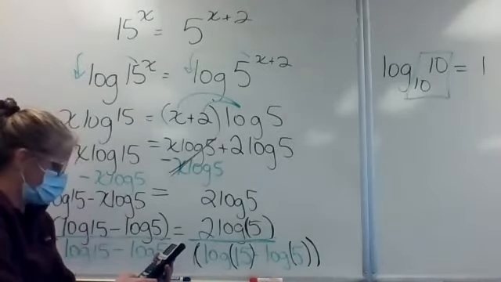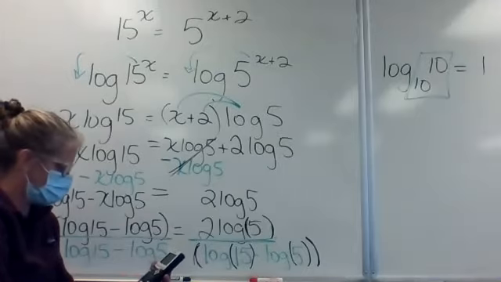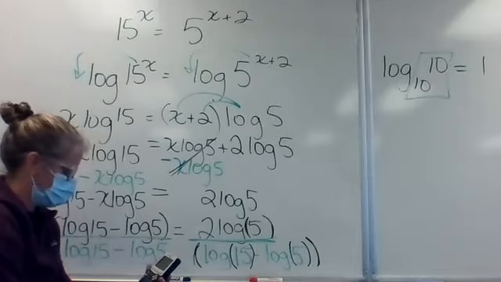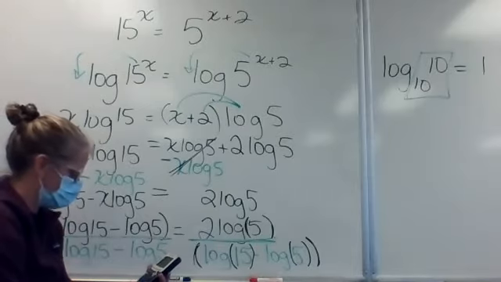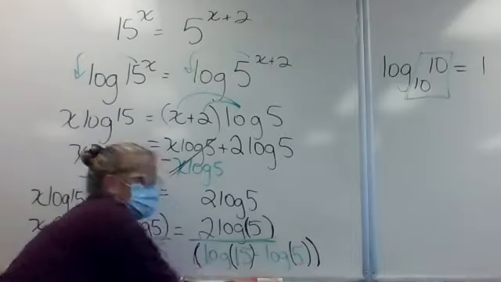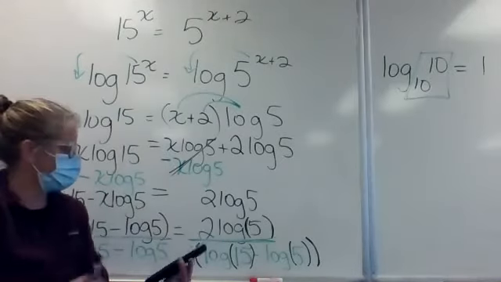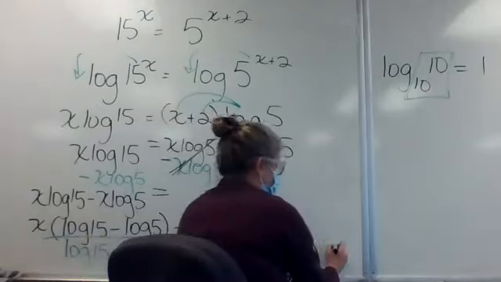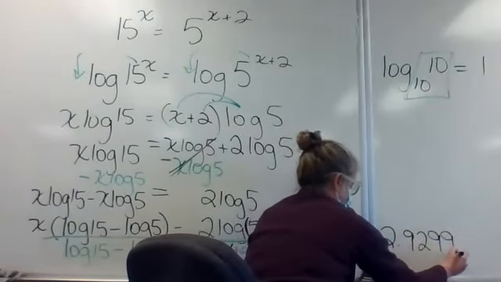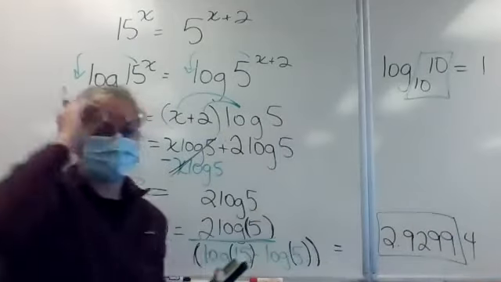So let's see, up top I have 2 log 5 close divided by, I'm going to open up a parenthesis, log 15, close that one, minus log 5, close, and then another close. And it gives me 2.92994, which just means I don't need to round up the 9s.